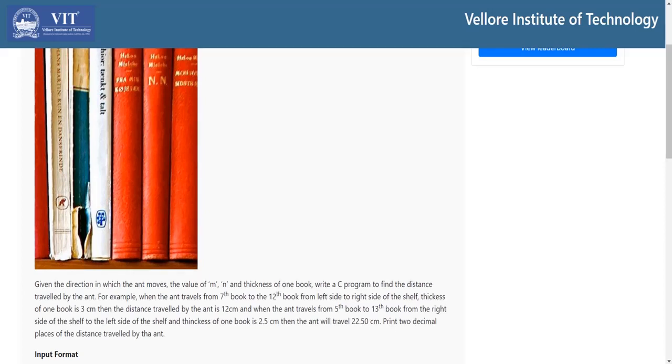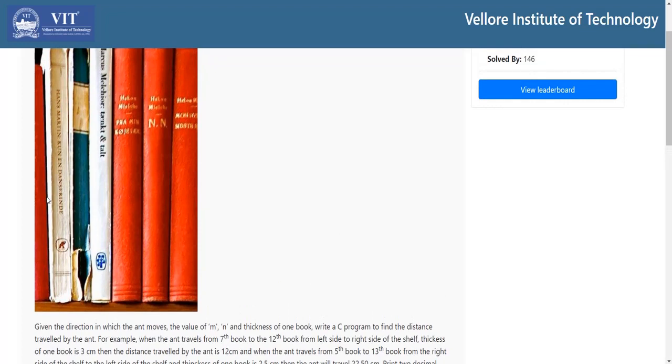Now, similarly, if the ant starts from the seventh book towards the 12th book, which means the ant is traveling from left side towards the right side, then the ant will start from the end point of the seventh book. Just assume that this is the seventh book, so the ant will start from here, the end point of the seventh book and the starting point of the eighth book. It will cover the eighth book, ninth book, 10th book, and 11th book, and here it will stop because this is the starting point of the 12th book. So the ant has successfully covered four books and has reached the 12th book.